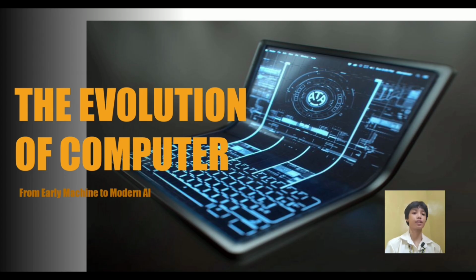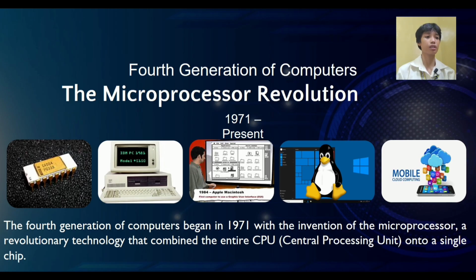Once again, this is Ivy Garnica, and I'll be discussing to you today the evolution of computer. The fourth generation of computers was called the microprocessor revolution. This was invented in 1971 until the present as well. The fourth generation began in 1971 with the invention of the microprocessor, a revolutionary technology that combined the entire CPU, or what we call central processing unit, onto a single chip.